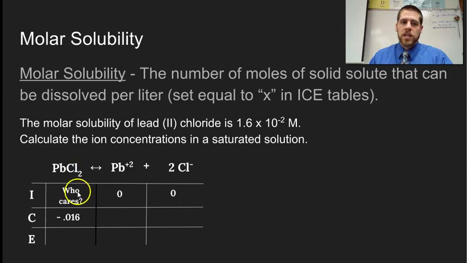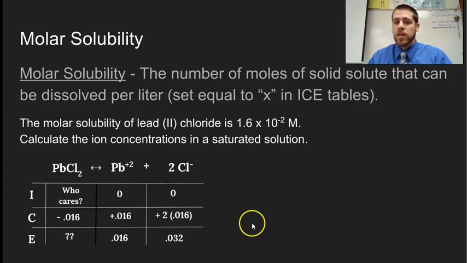So if we're going to decrease this by 0.016, then we're going to increase the lead concentration by 0.016 as well. What should we put here? Remember to double it because we're producing twice as many chloride ions, right? And so at equilibrium, it doesn't matter what we have of the lead chloride solid, but it does matter what we have of the ions.